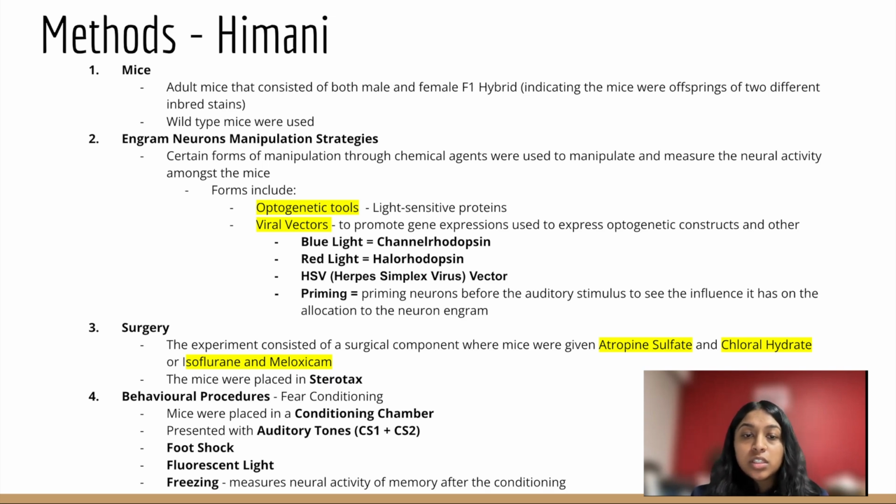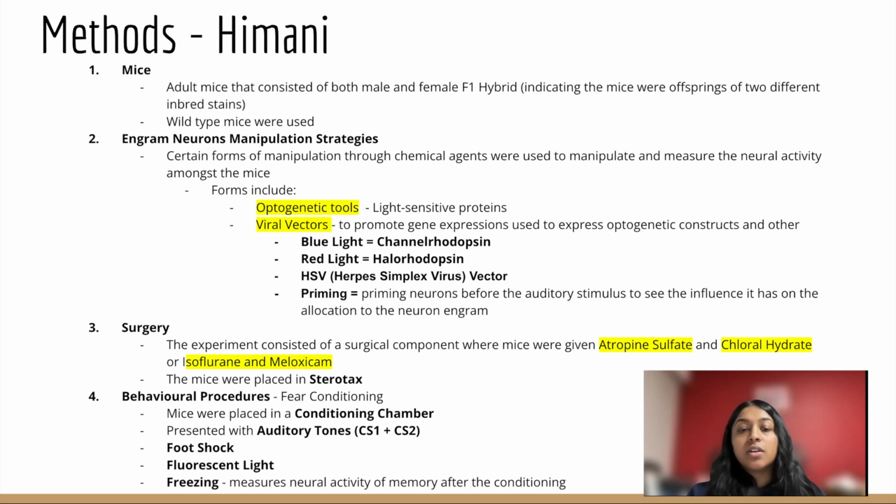So here are the constructs listed below, the vector that was used. And priming was done beforehand for the auditory stimulus to see what influence it had on the allocation to neuron engrams. The mice also went through a surgical component where they were given atropine sulfate, chloral hydrate, or isoflurane and meloxicam, which were used for anesthetics and pain management during the injecting and targeting process of the surgery. The mice were also placed in a stereotax, which helped target areas of the brain region for the injecting process.